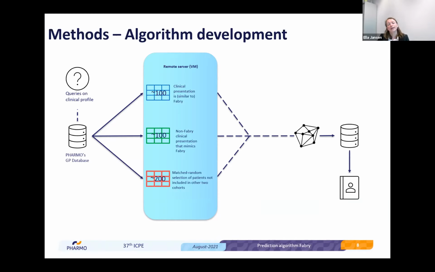Then from the application of that model on the PharmaGP database, a pre-specified number of patients based on high predicted probability of having Fabry were yielded, and the EHRs of these patients are shared with an involved specialist that serves to validate the selected patients.